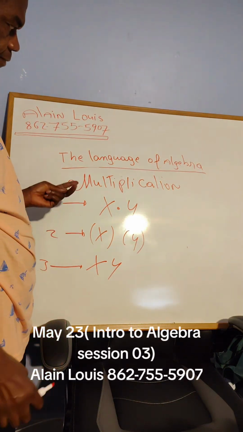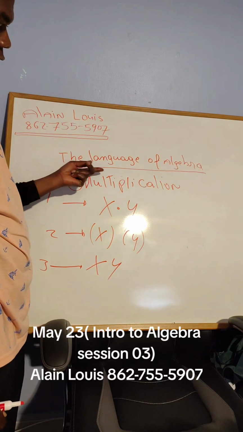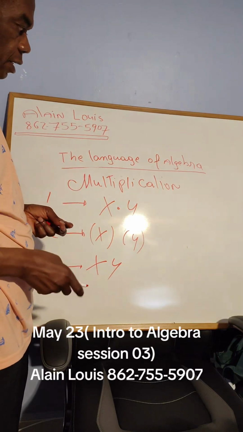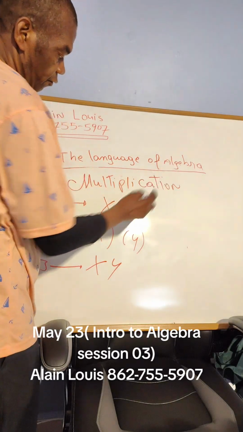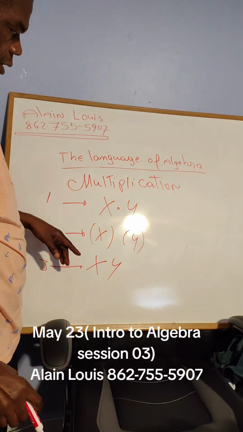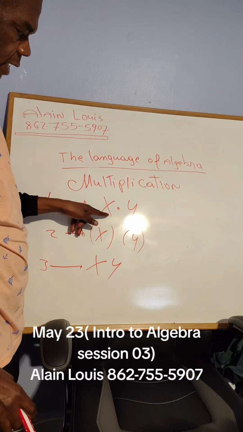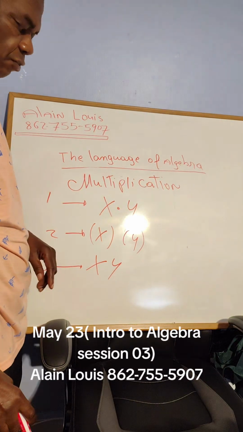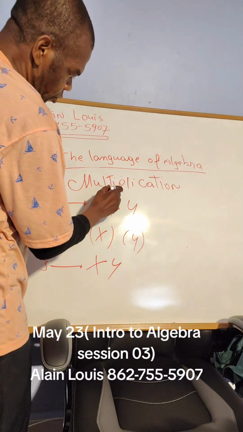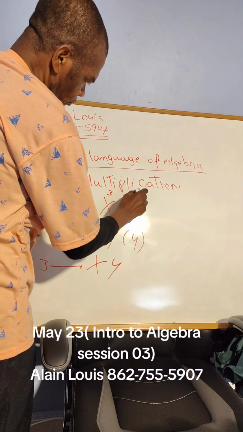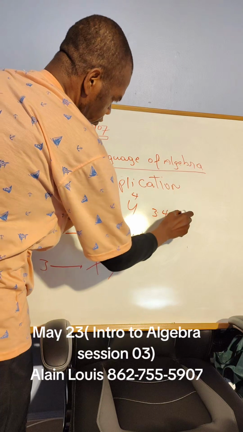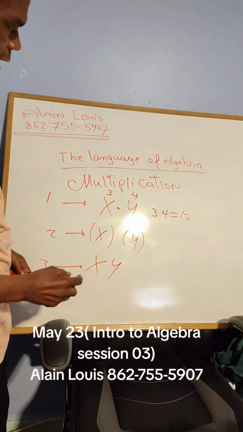All right, folks, listen. Under the language of algebra, I already did addition for you. I did subtraction. Now it's multiplication, folks. It's very easy how you multiply a variable. For x and y, this is x dot y, that means multiplication. If I were to say x is equal to 3 and y is equal to 4, then you will have 3 dot 4, which is equal to 12. You got it, folks? That's how it's applied.